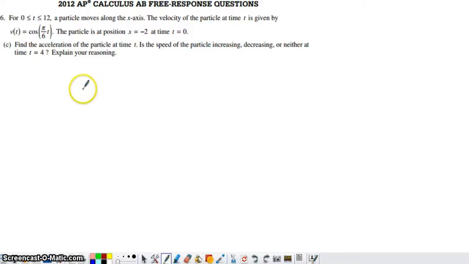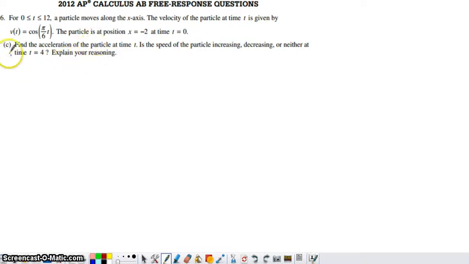So here's part C of number 6 from the 2012 AP Calc AB exam. In part C, they want us to find the acceleration of the particle at time t, and then decide if the speed of the particle is increasing, decreasing, or neither at time t equals 4. And then, as always, a quick explanation as to why we answer the way we do.